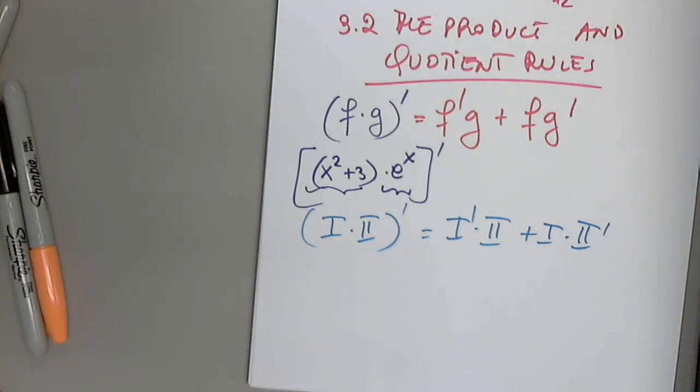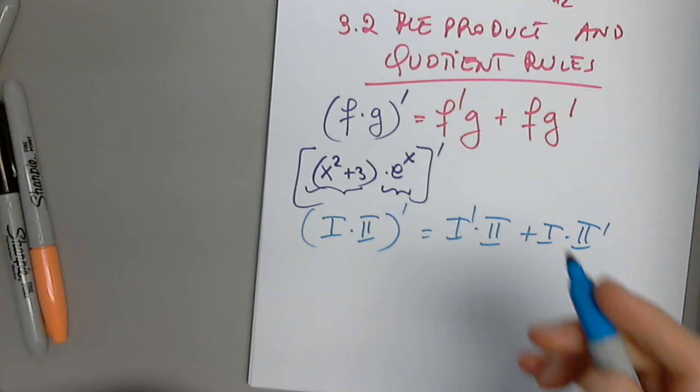Your book twists this a little bit, or you can say I'm twisting it a little bit. I just like to have 1, 2, 1, 2. Your book says 1 prime 2 plus 2 prime times 1. If you want to use that, that's fine too. It's the same thing. Okay, so let's differentiate this.